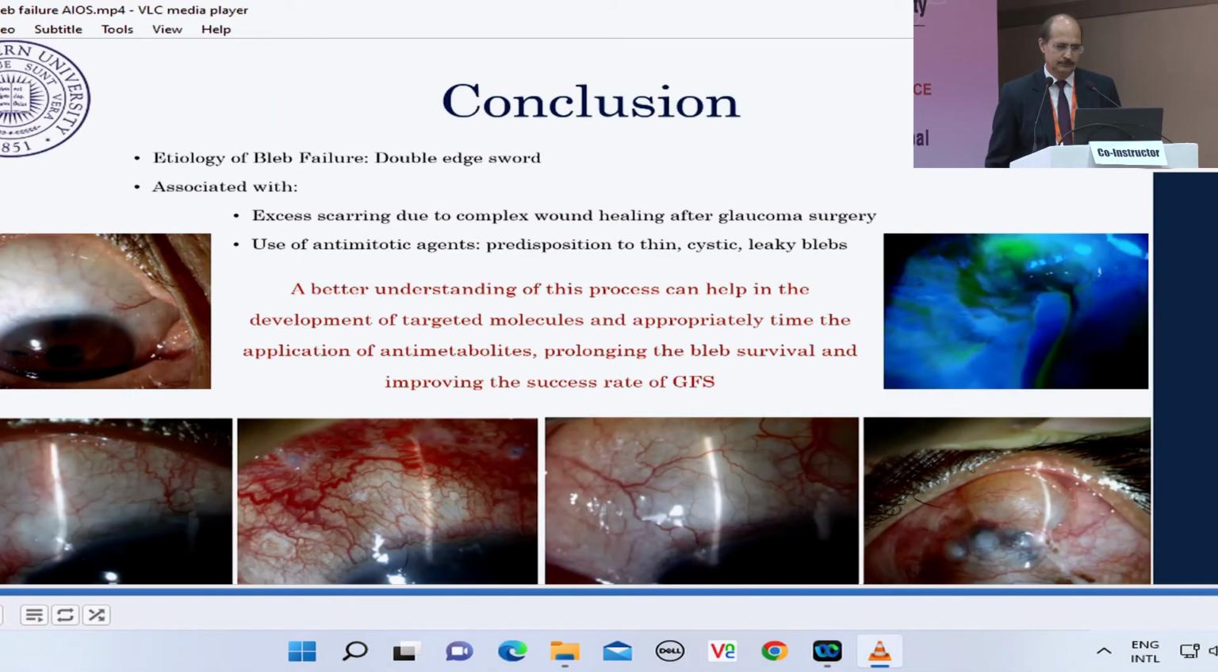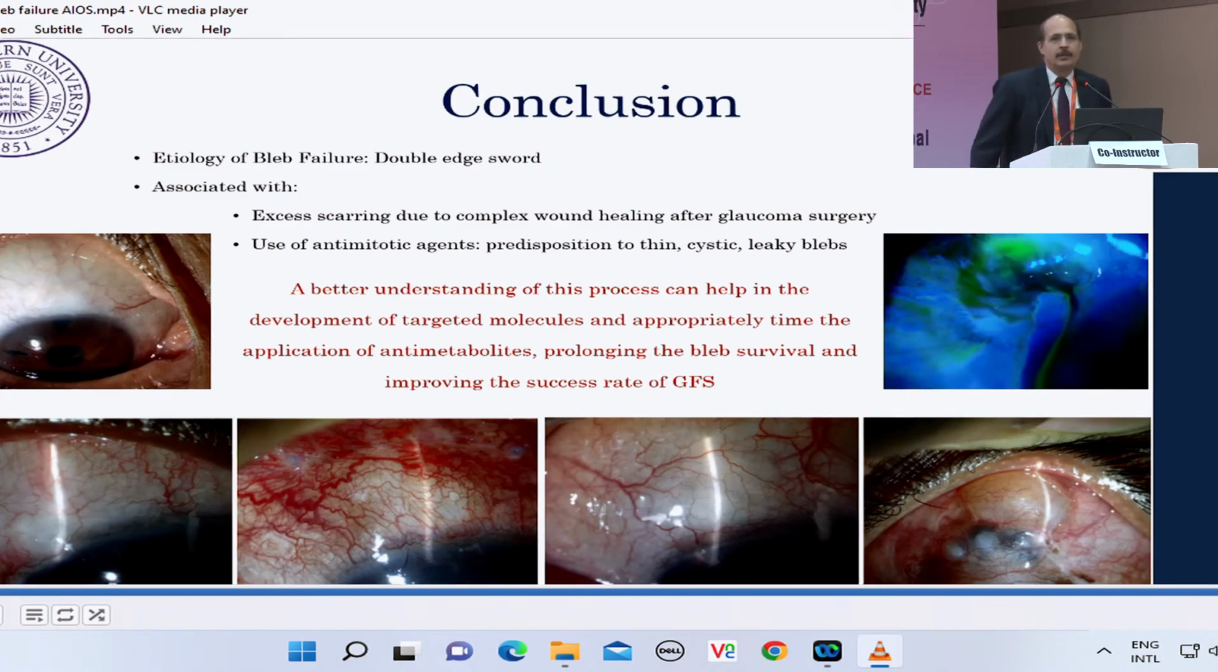So to conclude, the etiology of bleb failure is a double-edged sword. It is associated with excess scarring due to complex wound healing after glaucoma surgery, but is also seen due to excessive use of antimitotic agents predisposing to thin cystic leaky blebs. So a better understanding of this process can help in development of targeted molecules and appropriately time the application of antimetabolites, prolonging the bleb survival and improving the success rate of GFS. Thank you and have a good day.